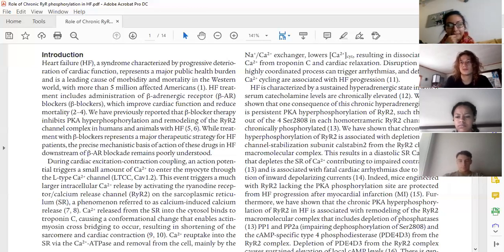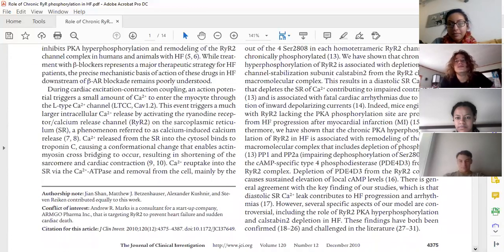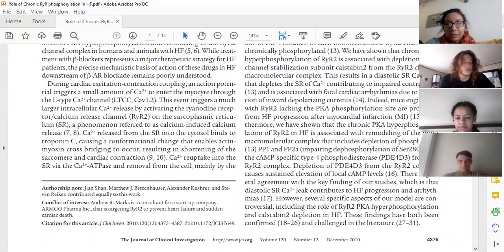All right. Indeed. Celine, indeed. Indeed, mice. Wait. You have to do this when you say indeed. Indeed. No? Okay. Go ahead. Indeed, mice. Thank you. Engineered with ryanodine lacking the PKA phosphorylation site are protected from HF progression after MI. Can you stop moving the bag? Sorry. Please. Sorry. Where were we? Indeed. Mike, we're right here.